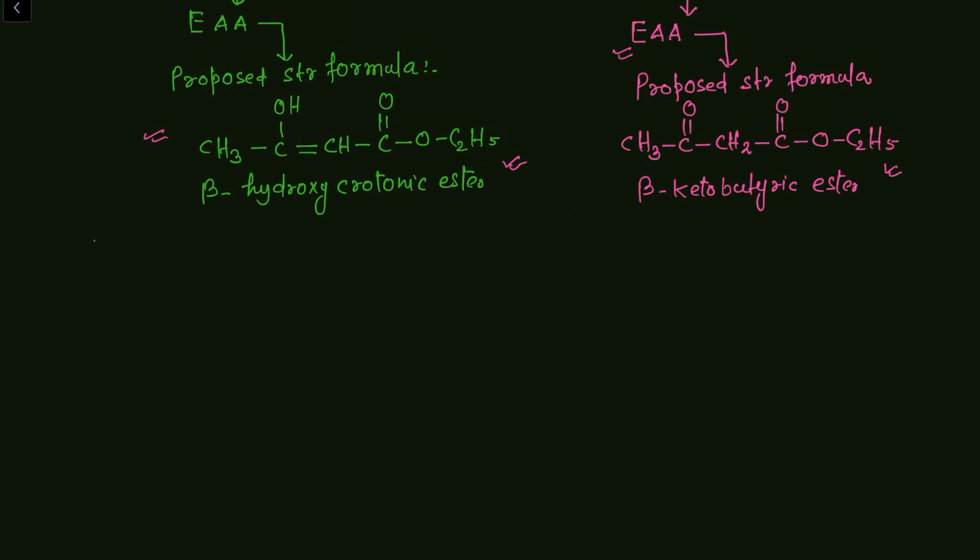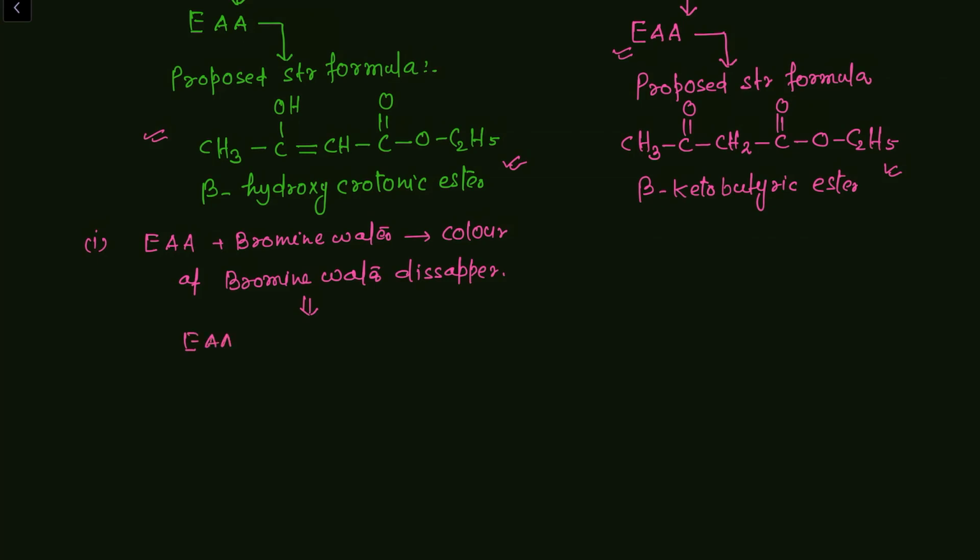Please check. The first evidence given by Gaither in support of his work: he told that when ethyl acetoacetate reacts with bromine water, the color of bromine water disappears. With the disappearance of the color of bromine water, it proves that ethyl acetoacetate contains a carbon-carbon double bond, because bromine water we are using for the what? Test for unsaturation. Test for unsaturation. And when you check Gaither's molecular formula, then you will find there is a carbon-carbon double bond.